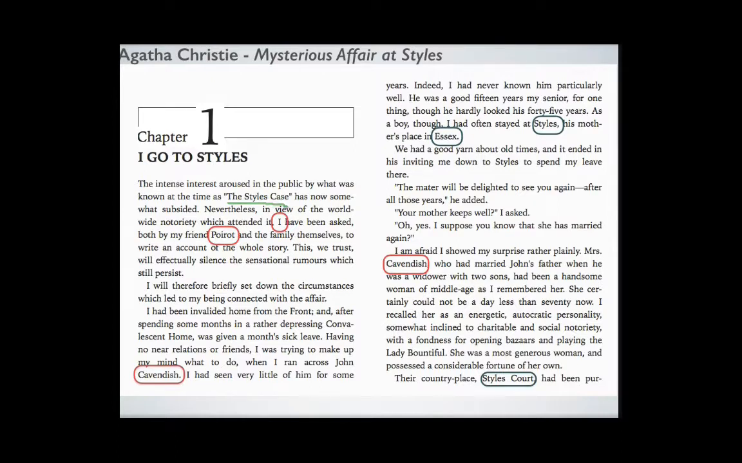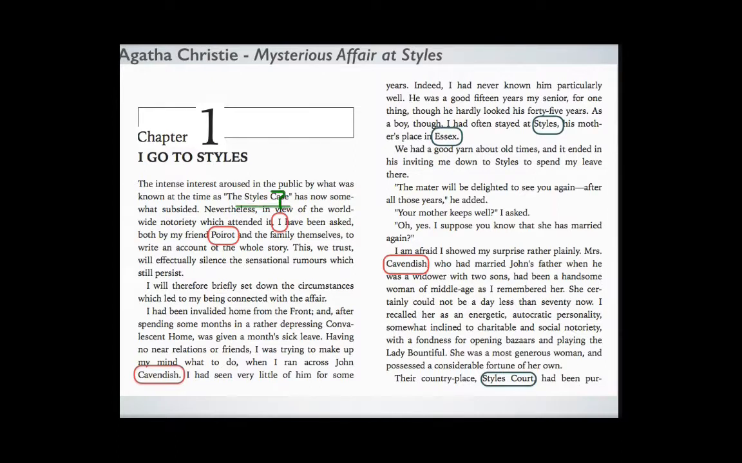So, great opening lines there. It gives us lots of questions about what is going on. So what is the Styles case? Apparently it was some big to-do. So my question as I went through my first reading, I thought about who is this I? Who is the I that's right here?